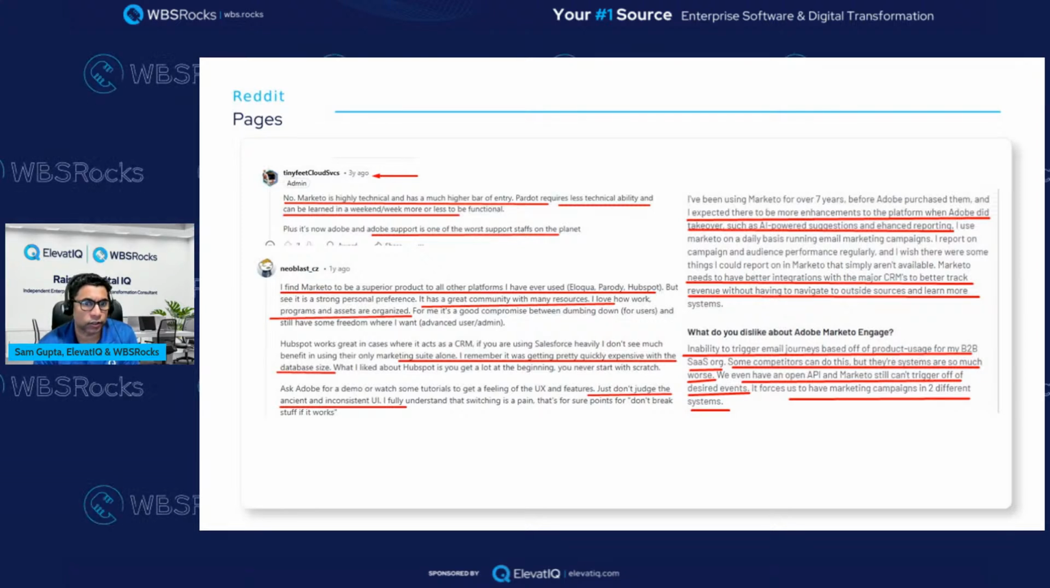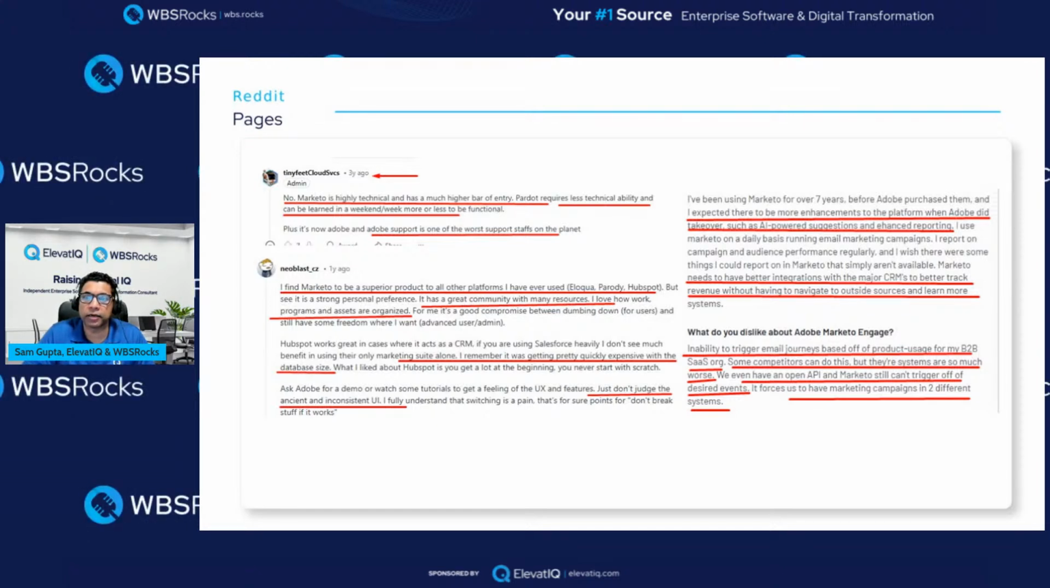Then they have some more comments. Just don't judge the ancient and inconsistent UI. So they are saying, don't look at the UI, even though it's not going to be as pretty, but it is functional. So again, if you have those enterprise use cases, this is probably going to be one of the best products.